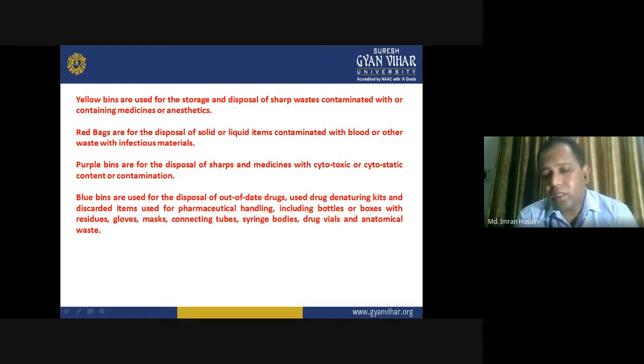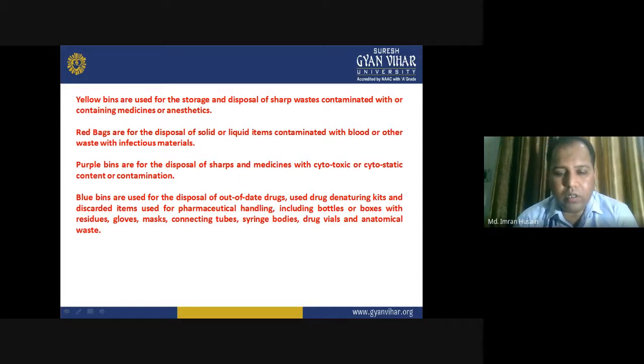So, purple bins are mostly seen in microbiology labs, in genome analysis labs, or all the labs that are working seriously on molecular concepts. Here you can see many objects that have a cytotoxic nature, cytostatic nature. They are all discarded in purple bins. Blue bins are used for the disposal of outdated drugs, used drugs, denaturing kits, and discarded items used for pharmaceutical handling, including bottles or boxes with residues, gloves, masks, connecting tubes, syringe bottles, drug vials, and anatomical waste.